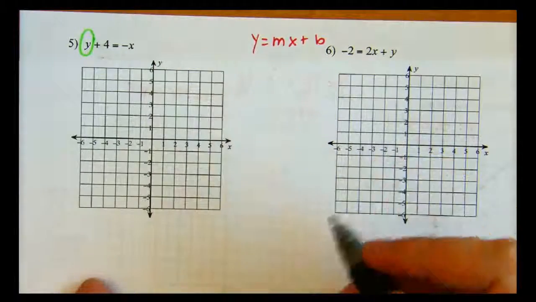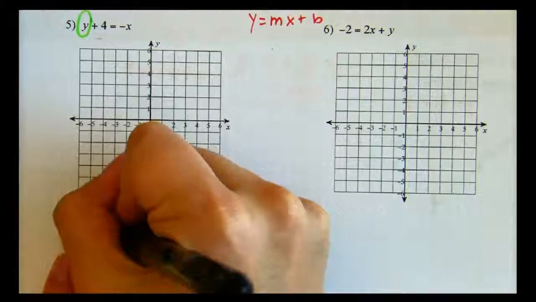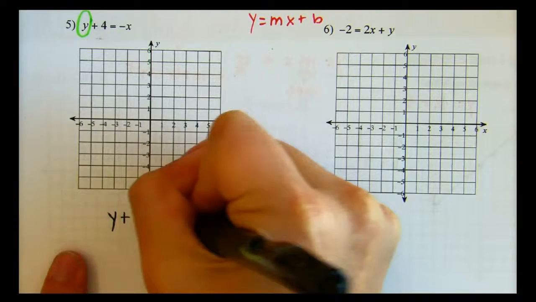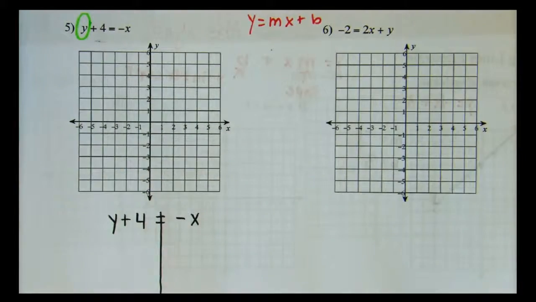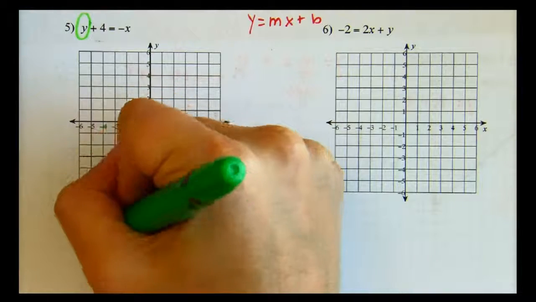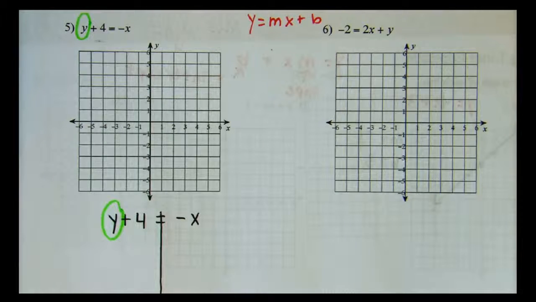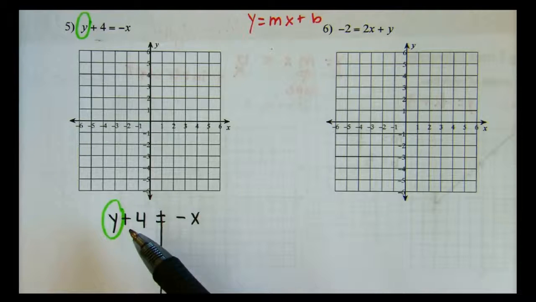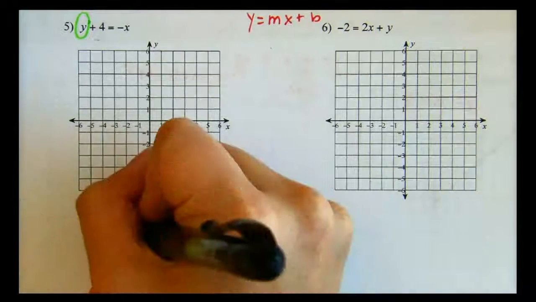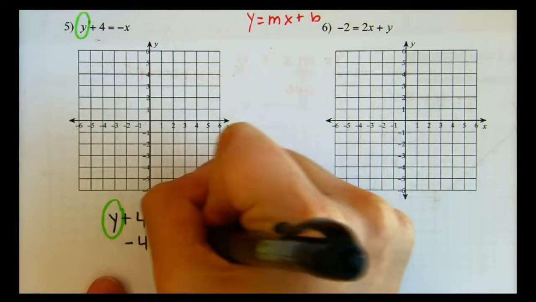So I'm going to copy that equation down where I have some extra space. y plus 4 is equal to negative x. And I'm going to draw a wall and circle my y. So on the same side of my y is this plus 4. How do I get rid of the plus 4? What do I need to do to both sides? So since 4 is being added, to get rid of it, I'm going to subtract 4 from both sides.